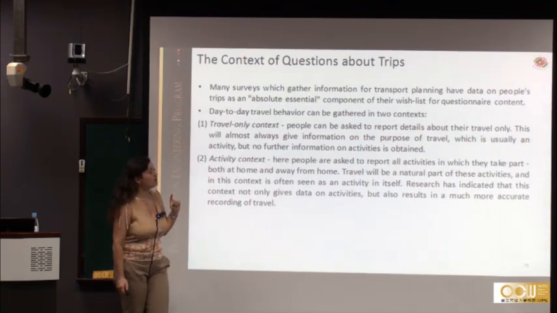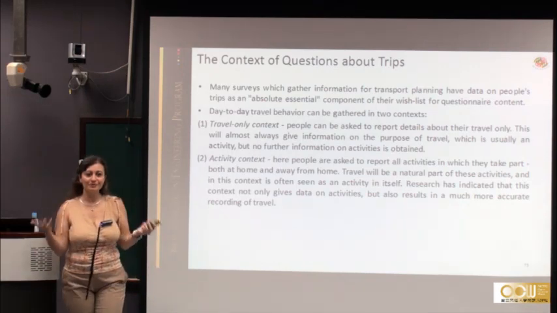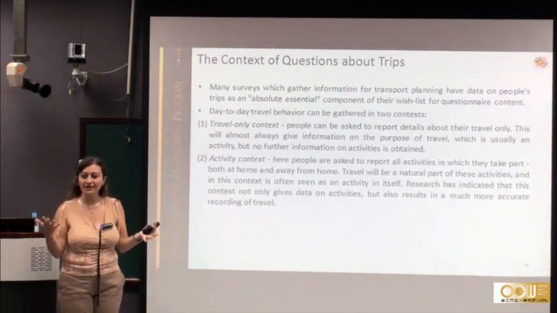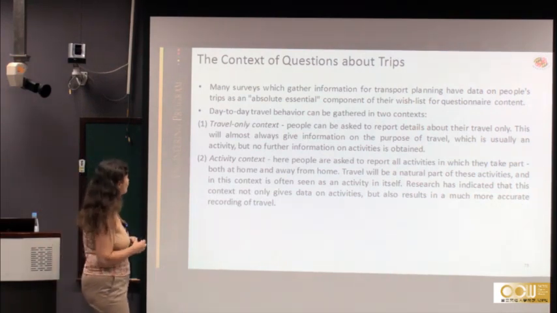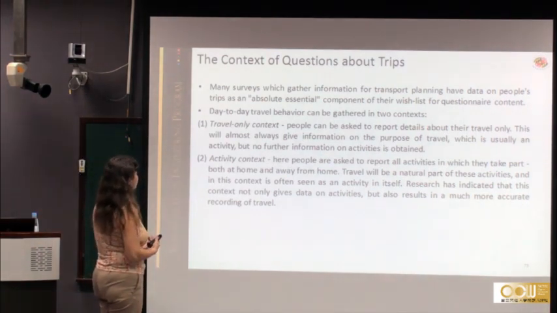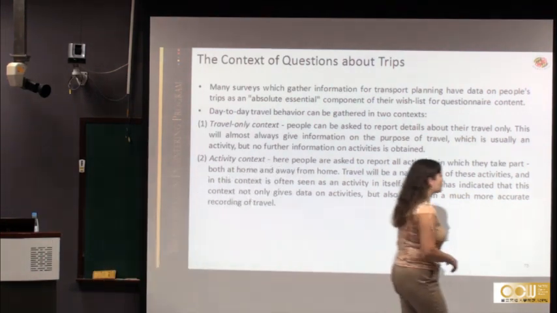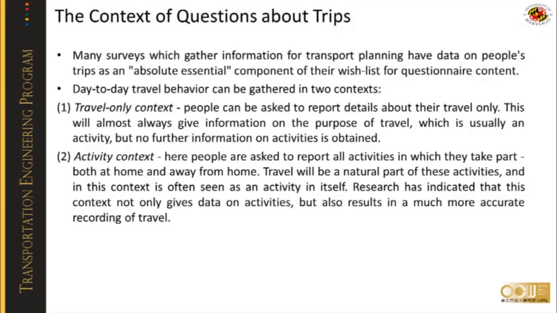The first one is the travel-only context. You explain to the respondents that you are interested in travel behavior and that you want to collect data on travel behavior. So you ask them about travel. That's the way we work with the NHTS, because we ask people to report about trips. We say, describe all your trips: trip number 1, 2, 3, 4, 5. And you ask about the origin, the destination, the mode, the purpose, the departure time, and the arrival time. When you ask questions like this, you are in the travel-only context.